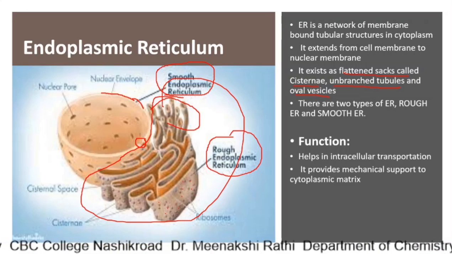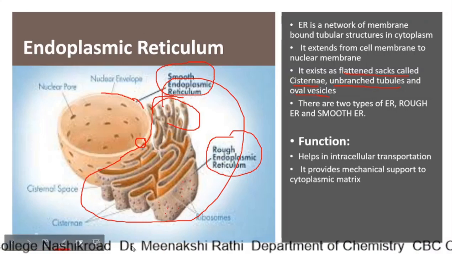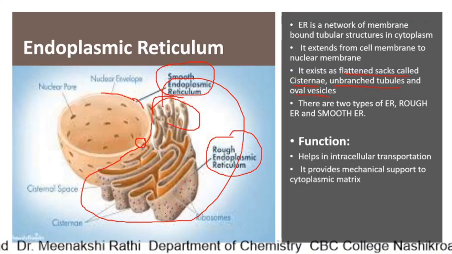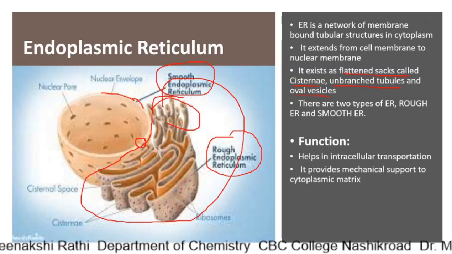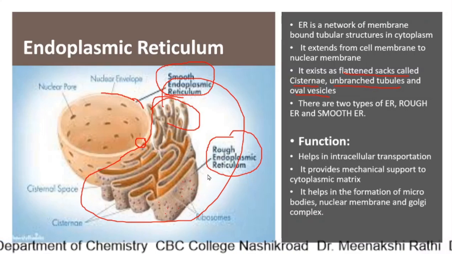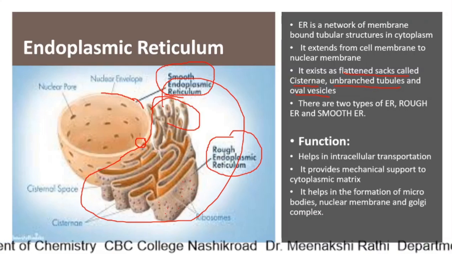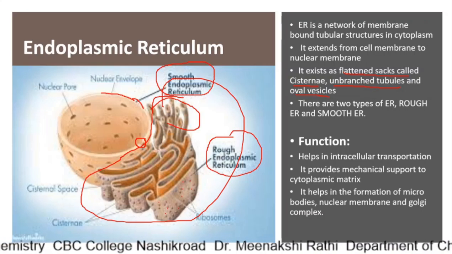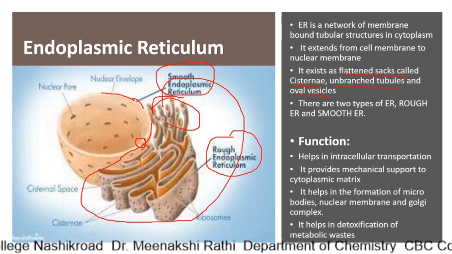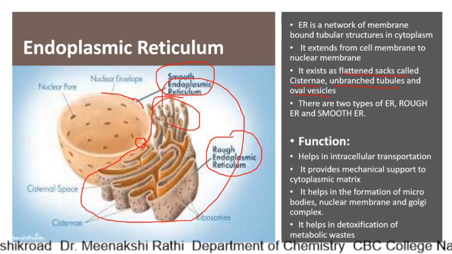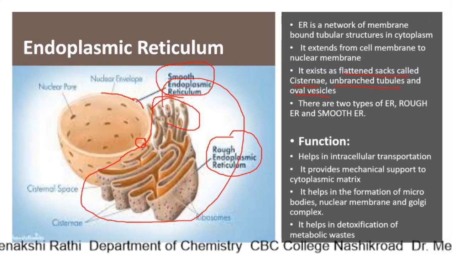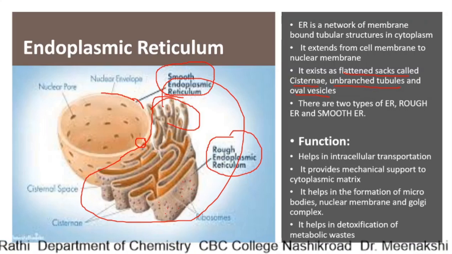It also helps in intracellular transportation. Endoplasmic reticulum gives mechanical support to the cytoplasmic matrix also. Due to the network type of structure, it gives support to the cytoplasmic matrix. It also helps in the formation of microbodies, nuclear membrane as well as Golgi complex, and it helps in detoxification of metabolic waste. So, this is all about endoplasmic reticulum.